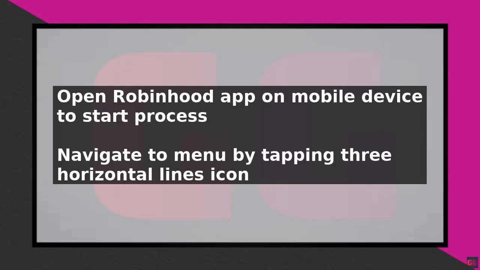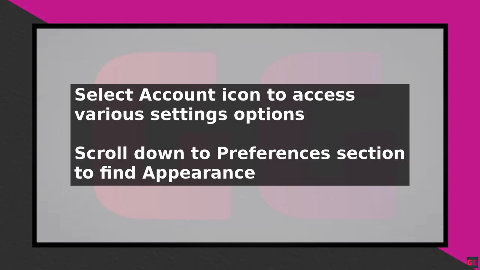To make Robinhood dark mode, start by opening the Robinhood app on your mobile device. Navigate to the menu by tapping the three horizontal lines in the top left corner of the screen. From the menu, select the account icon, which is usually represented by a person. This will take you to the account page, where you can find various settings and options.